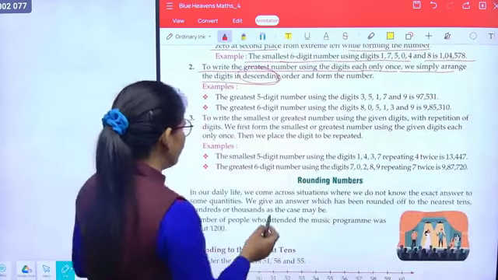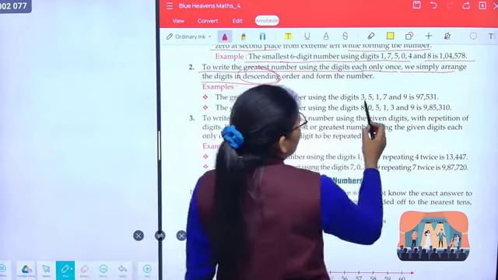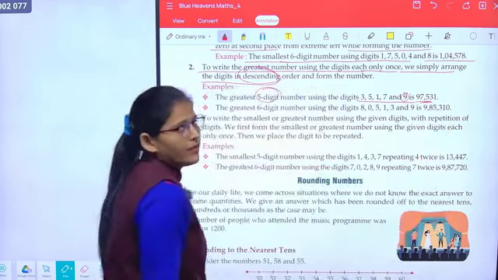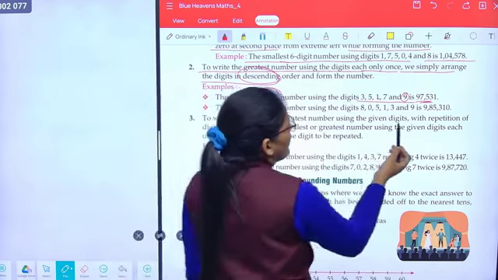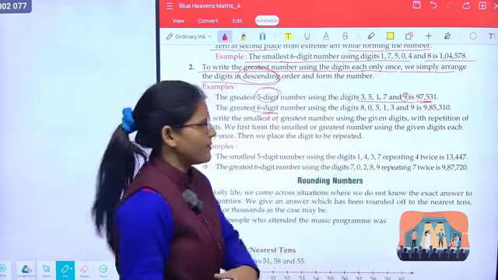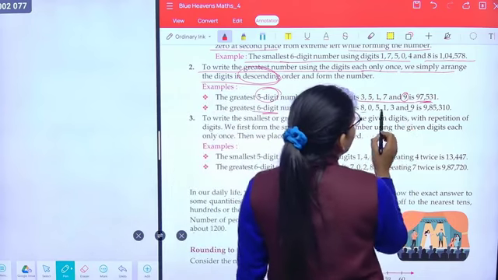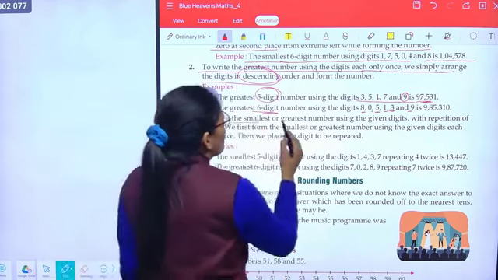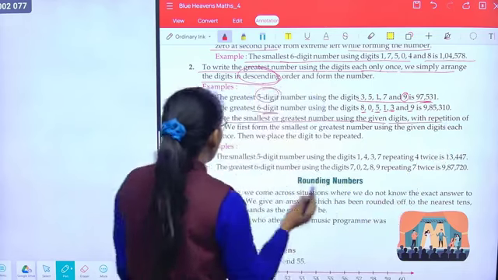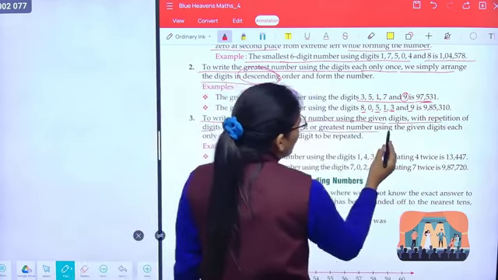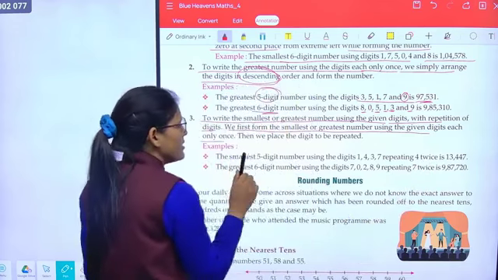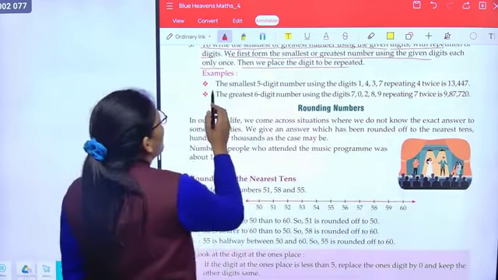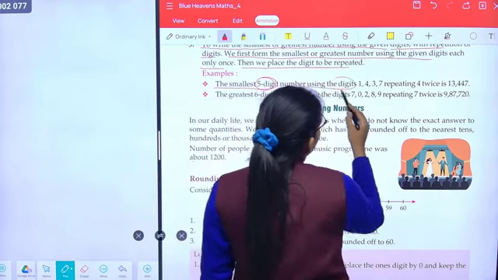Okay. Greatest 5-digit number using digits 7, 5, 3, 1 and 9, 97,531. Now 6-digit number, again we use 0 at last. Okay, now 9, 8, 5, 3, 1, 0, 9,85,310. To write the smallest or greatest number using given digit, the repetition of digit, we first form the smallest or greatest number using the given digit each only once. Then we place the digit to be repeated. Understand?